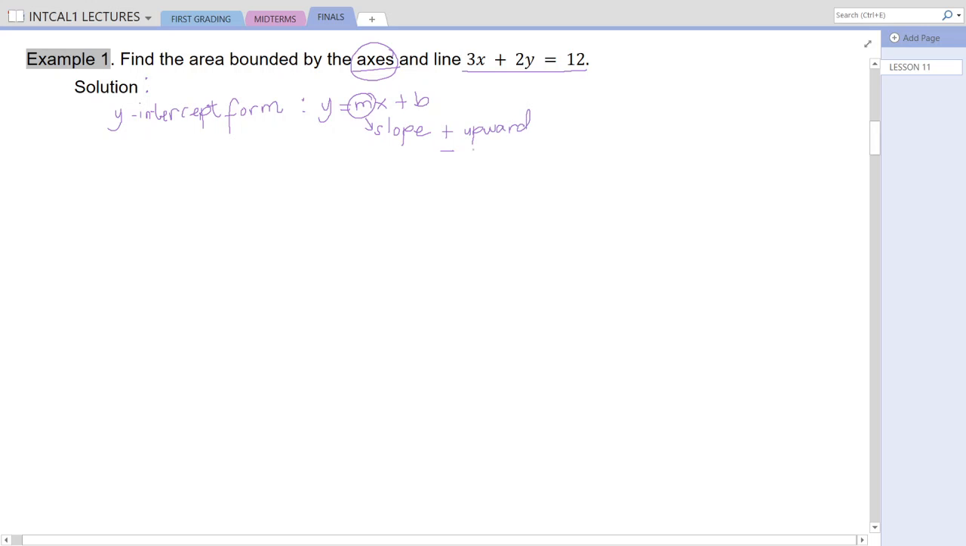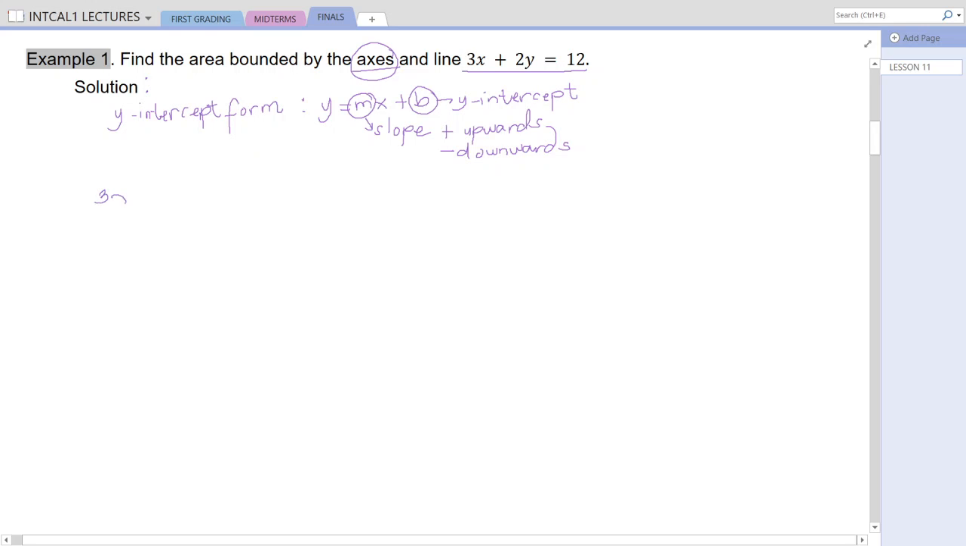And for a negative slope, the line is downwards. And then b will be the y-intercept. Okay, so having that, let us rewrite the equation.